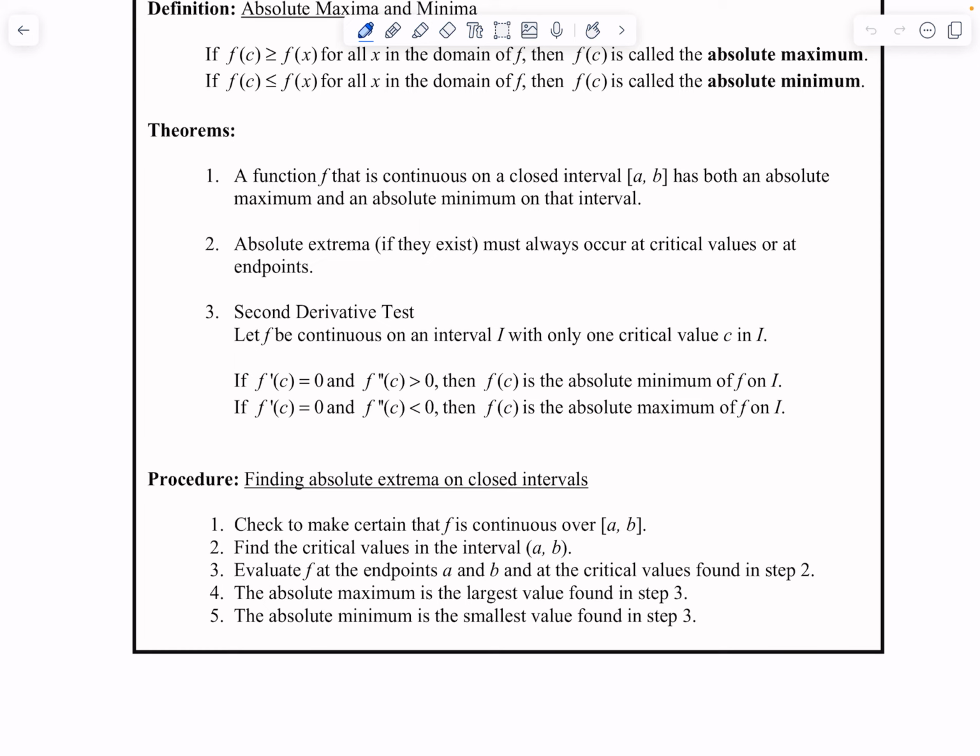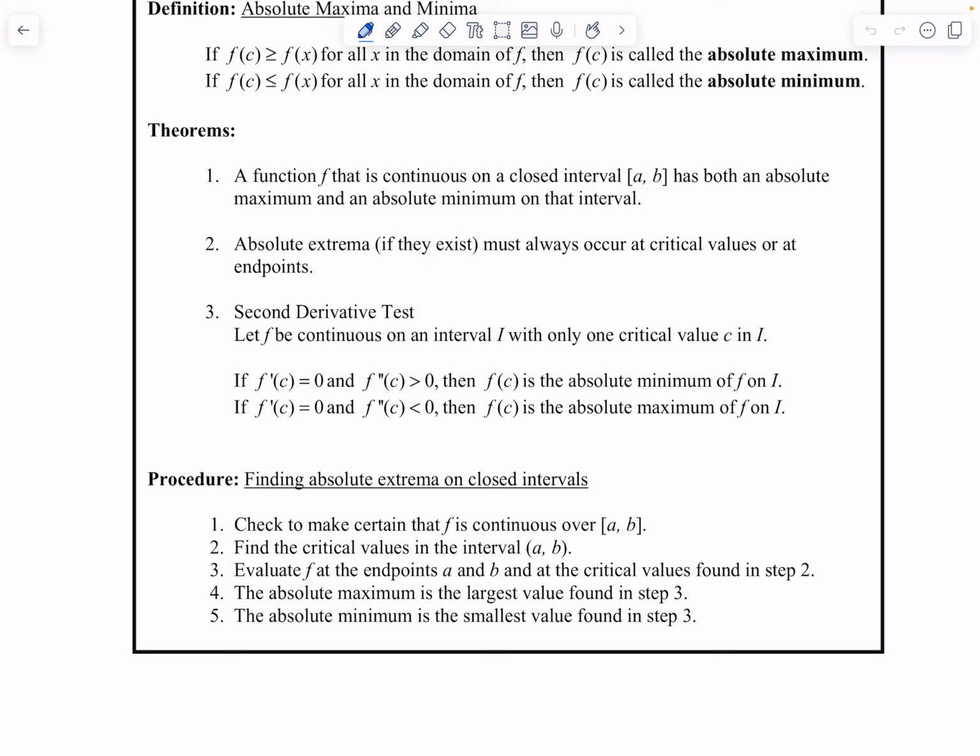Some of our theorems: a function that is continuous on a closed interval has both an absolute max and an absolute min because it's closed. So over the whole course of the function, it'll have a maximum and a minimum. Absolute extrema, if they exist, must also occur at critical values or at the endpoints. And we can use a second derivative test.